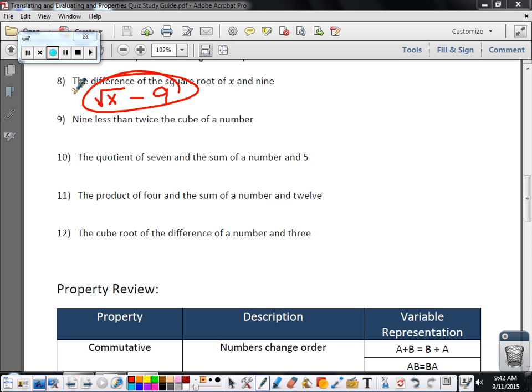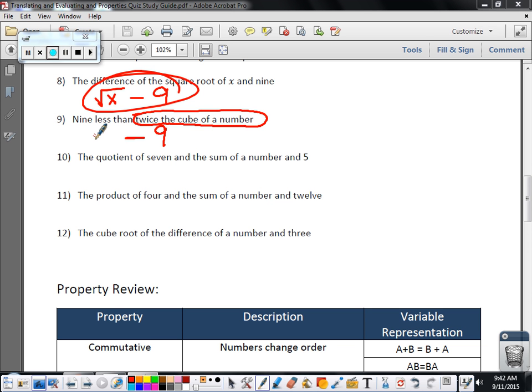Number 9. 9 less than. Right away I see less than. I know that I'm going to switch order, and I know that I'm going to have a subtraction symbol. Yes? Where does the 9 go? On the right side. Okay, and then what comes after is going to come before. So 9 less than what? Here's what it says. Twice the cube of a number.